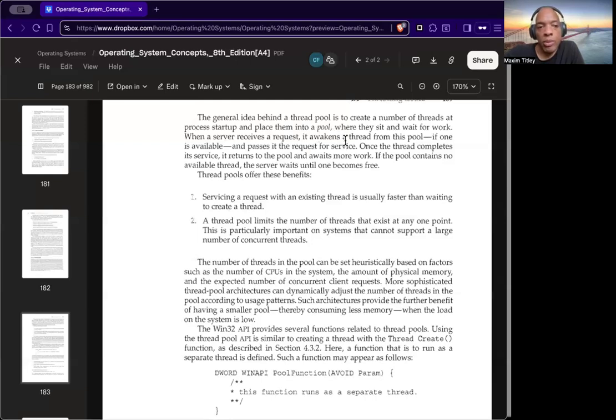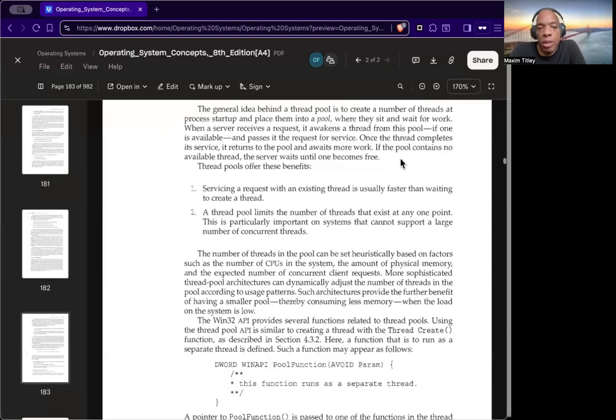Now, when a server receives a request, it awakens a thread from this pool if one is available and then passes the request for service. Once the thread completes its service, it returns to the pool and awaits more work. So it doesn't necessarily just die off and terminate because it's finished, but instead you have that same pool able to handle more multi-threaded tasks. Okay, so it's not just beginning and then ending after execution finishes.